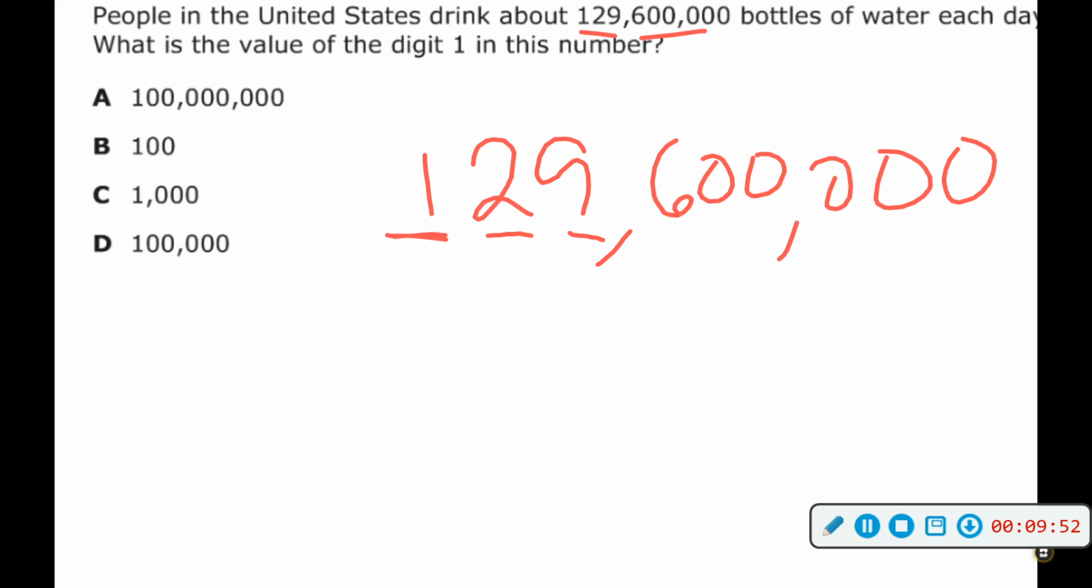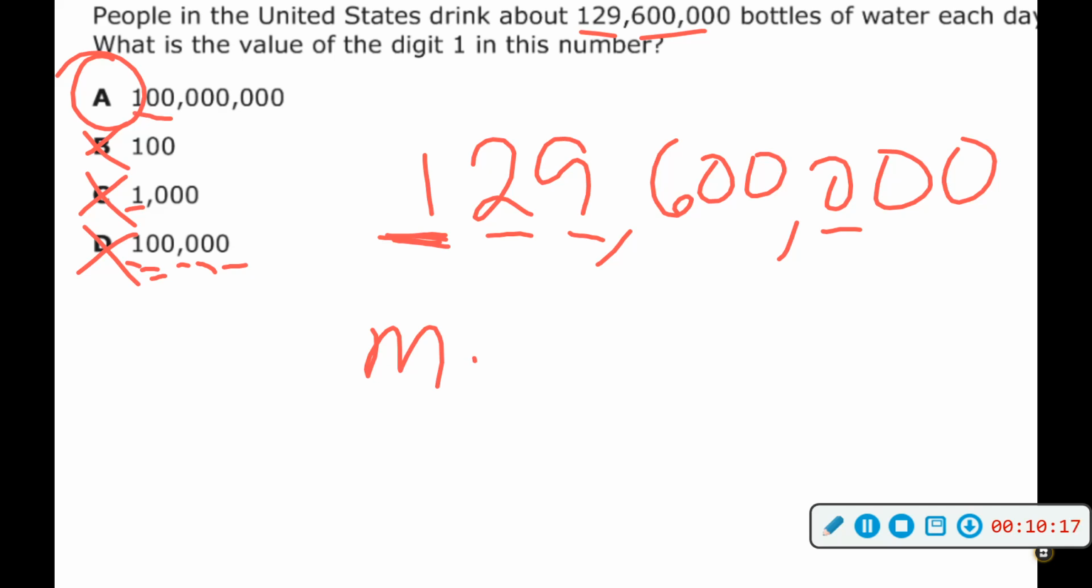So we have to look. Is this the 100 millions? Well, we can see that this is the ones, tens, hundreds, thousands, 10,000s, and finally the 100,000s. But that is not the 100 millions. So D is wrong. We know that this is in the thousands, so that's wrong. This is just 100, which is here. We can see it's not. And then this must be the answer because this is in the millions.